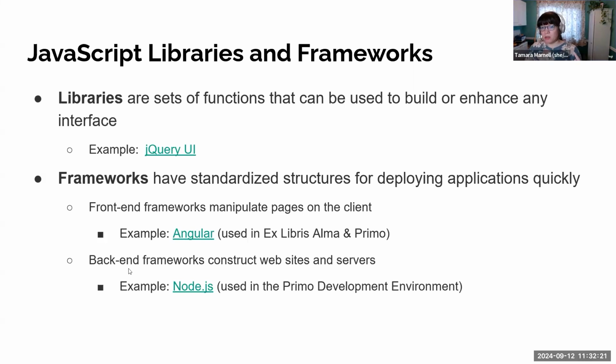Backend frameworks also technically exist. Node.js is one of them, and that's used in the Primo development environment. If you've ever tried to write a customization for Primo, or you've heard about people writing customizations in Primo. So Node.js is something that you put on your machine, you download it, and then it constructs the web server to kind of act as your Primo generator instead of calling the real Primo out on Ex Libris' servers.